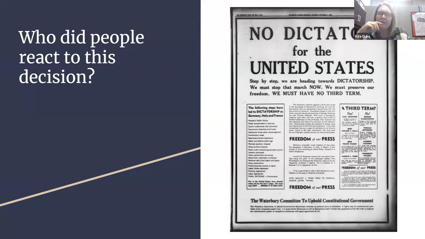At the very bottom here they talk about how they're not Democrats, they're not Republicans, they're just a group of people interested in upholding constitutional conventions. And at the top, what jumps out at you is "No dictator for the United States." They're making the argument that running for a third term is a step towards dictatorship. If we think about that in the larger context of what was happening in Europe with dictators and fascism, you can see how that might be a compelling argument to oppose FDR.